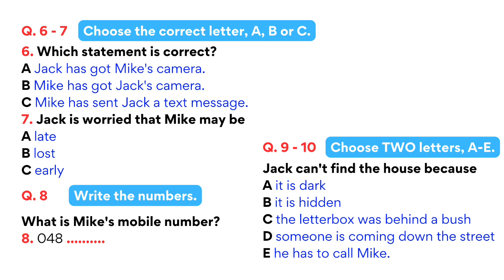Who's speaking? Hi, Margaret. It's Jack again. Sorry to bother you. Listen, would you mind doing me a favour? Of course, what? Could you tell Mike I have got his camera? I've tried to send him a text message, but it's not going through. Oh, he's not here yet. Oh dear, he said he'd be there early. He might be lost too. Okay, I'll call him. What's his number?